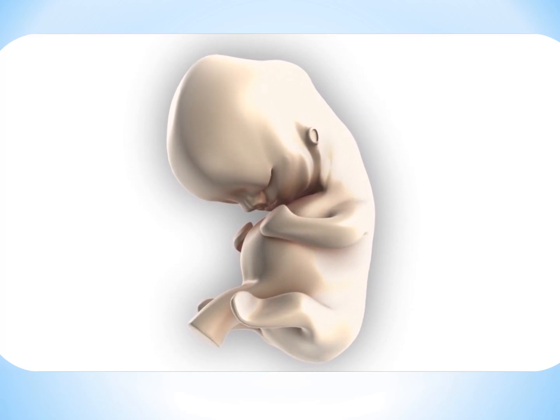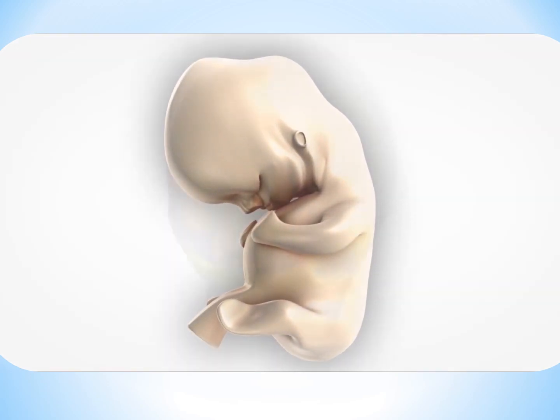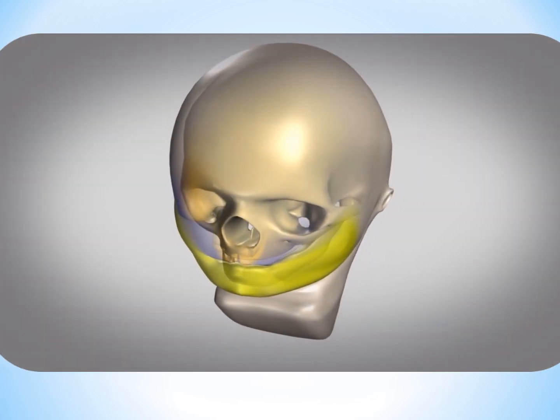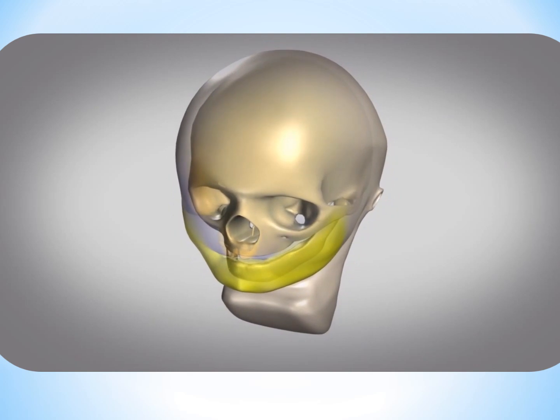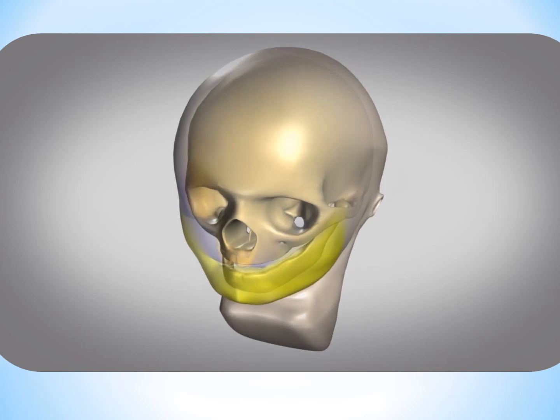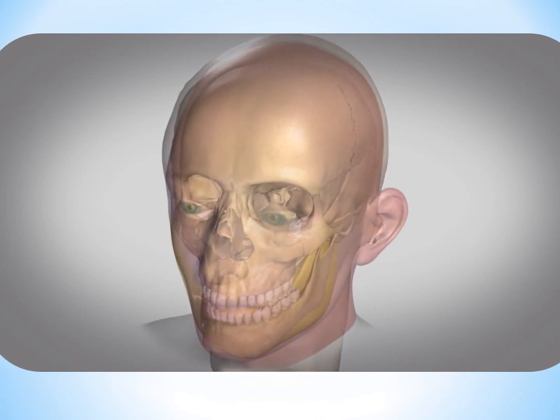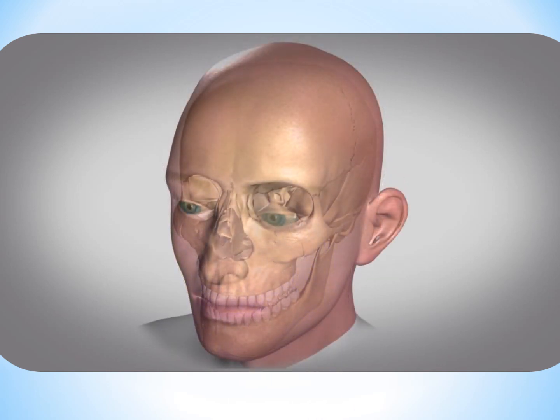In the next few months of development, the initial cartilaginous skeleton of the face is replaced by bone, and there is an overall increase in shape and size of the different structures of the face. From childhood to adulthood, the face continues to develop through further growth and remodeling.